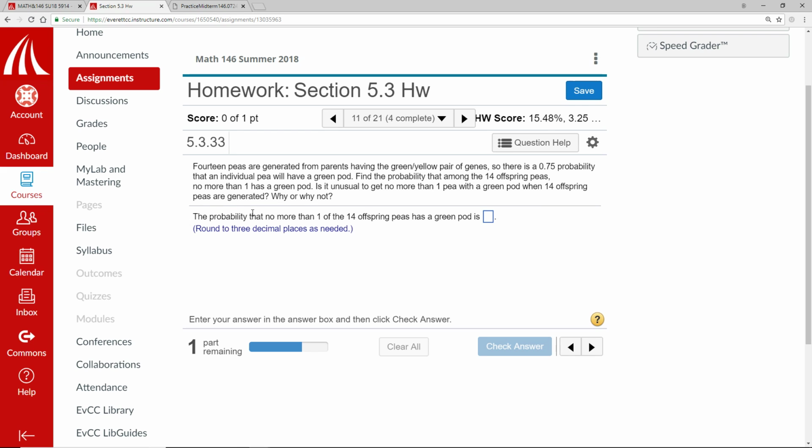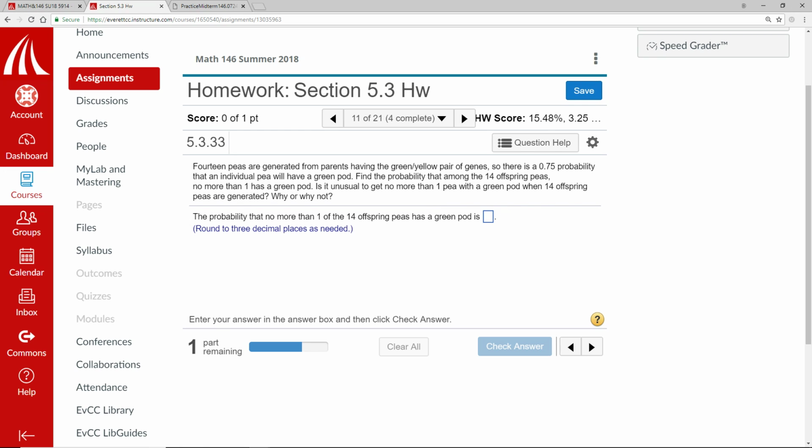Why or why not? Alright, so this term no more than means that there could be 0 or 1. And that means that we could either find the probability of exactly 0 plus the probability of exactly 1, add those two up, and that would be our probability using the same 5.3 formula. But I'm going to show you now how there are other things we can do as well.